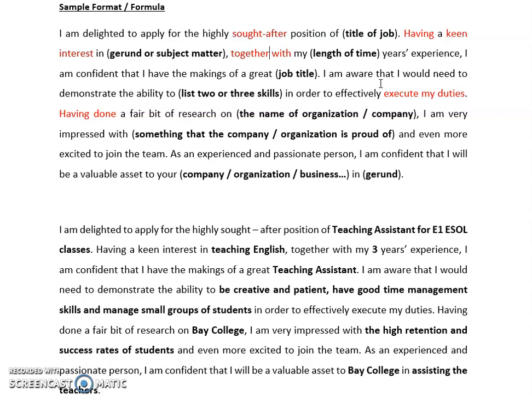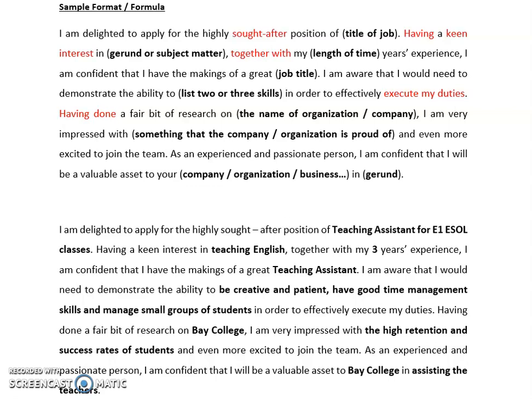I am aware that I would need to demonstrate the ability to, and then here you need to list 2 or 3 skills relevant to the job. I am aware that I would need to demonstrate the ability to, and then a few skills, in order to effectively execute my duties. To execute my duties, it means to carry out, to do my duties, my responsibilities.